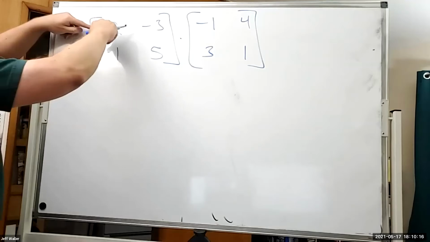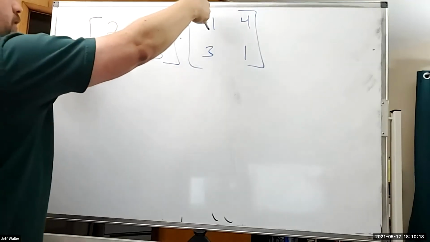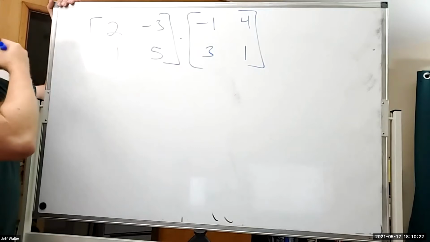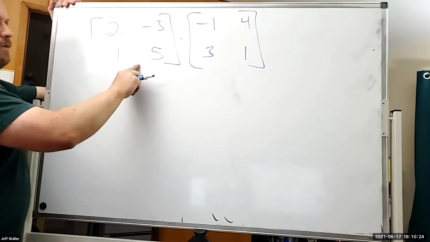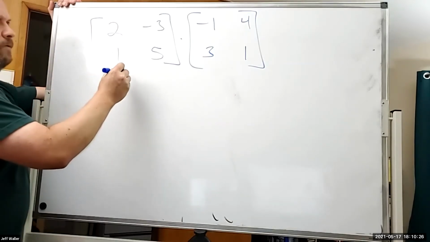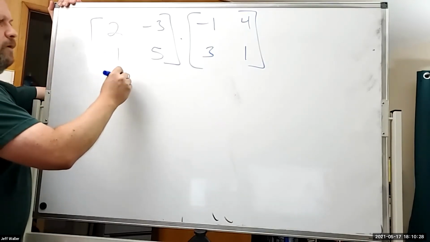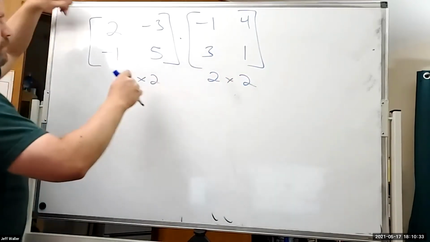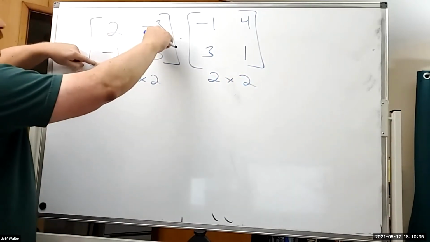So these I consider rows. These I consider columns. Now watch this. How big is this matrix? What are the dimensions? 2 by 2. And of course, this is 2 by 2. So this is 2 by 2.